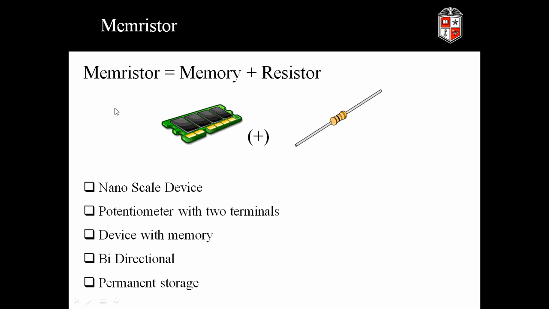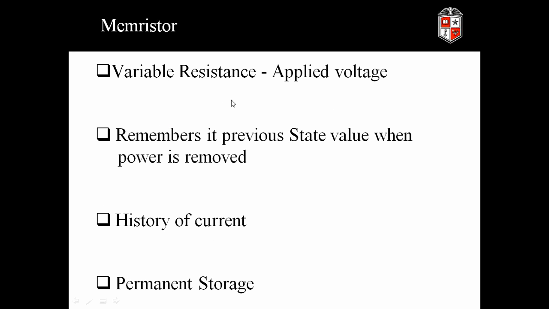So what is a memristor? A memristor is nothing but a resistor which has some memory properties. These are the typical properties of a memristor. The memristor is a nanoscale device. It is a potentiometer with just two terminals, a device with memory, and it is bidirectional and offers permanent storage. The memristor is a potentiometer, which means it offers variable resistance. It offers a different resistance for a different applied input voltage.